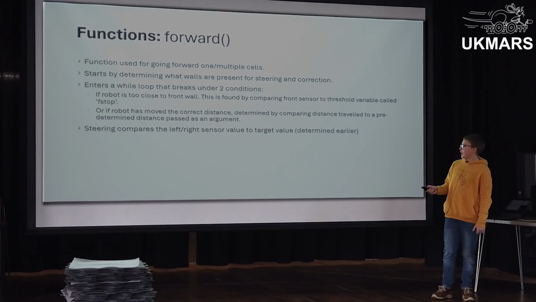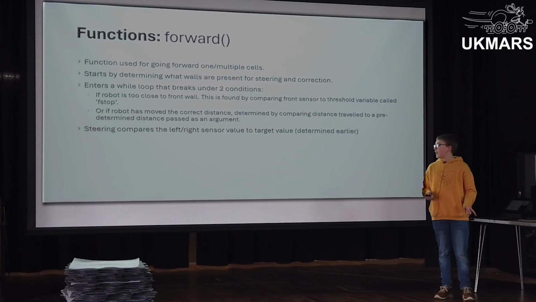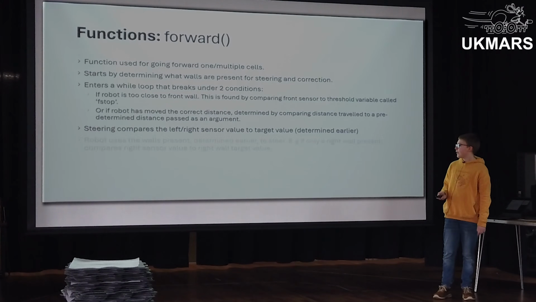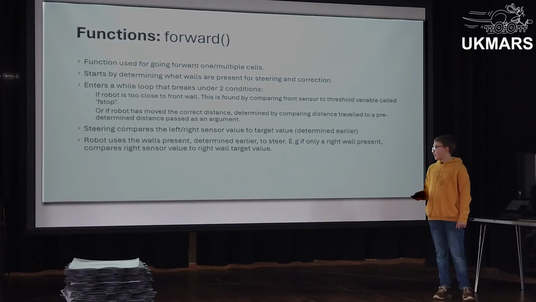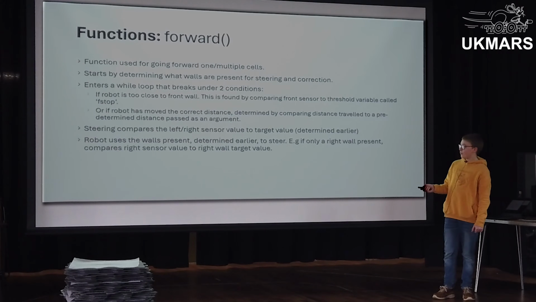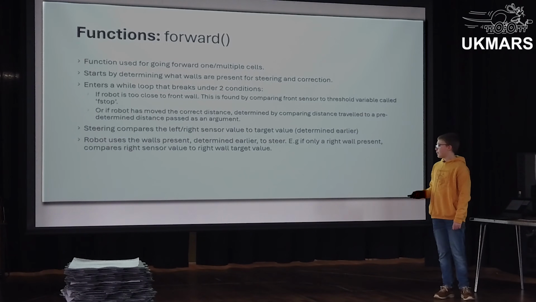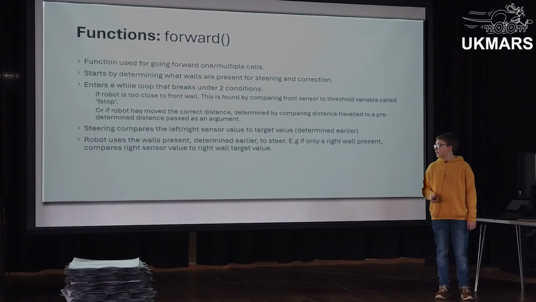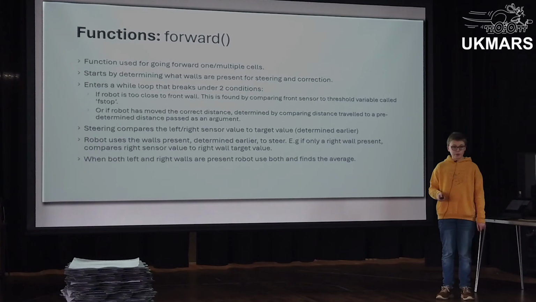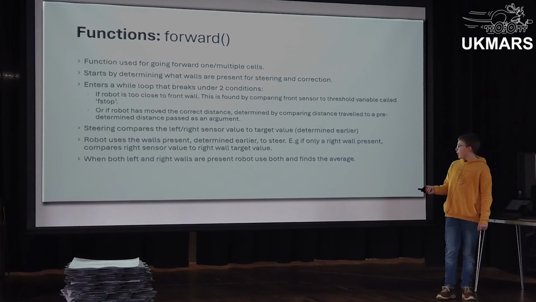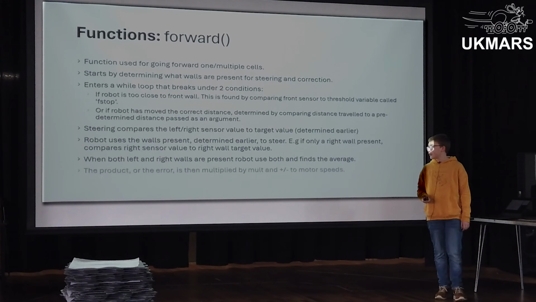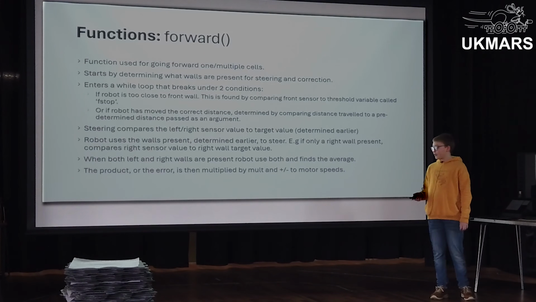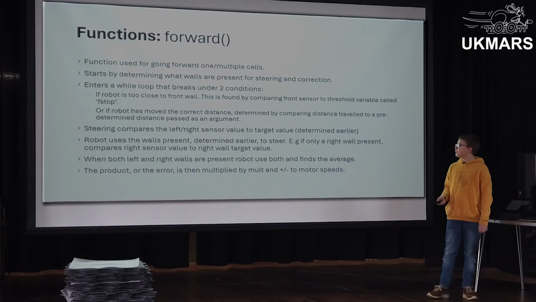Steering works by comparing the left or right sensor value to the target value, which was determined earlier. So it uses the wall present to determine what values to steer on. If the right wall is present, it compares the right sensor value against our right wall target. When both left and right walls are present, we use both and find the average. The error is then multiplied by our mult and added or subtracted to the motor speeds.